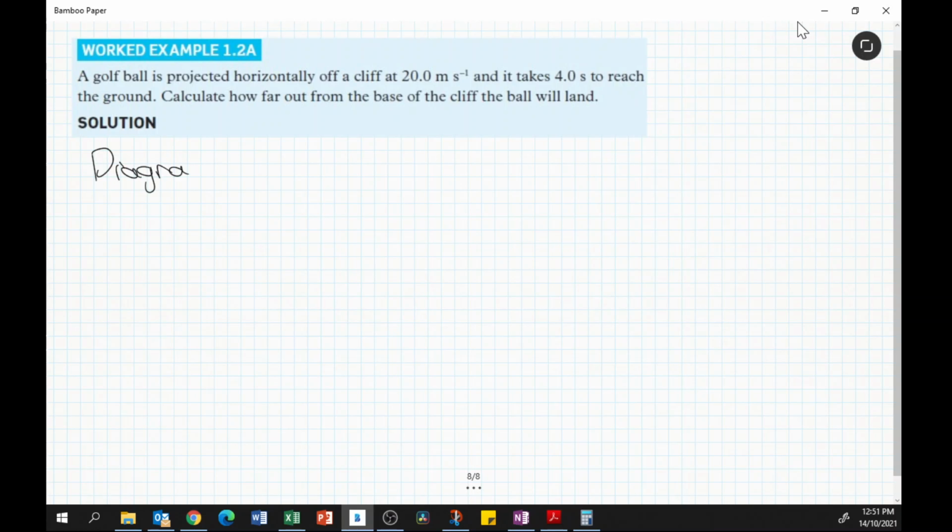Every time. Number of diagrams you're going to draw in physics, you're going to become an artist by the end of things. Golf ball, projected horizontally off a cliff.